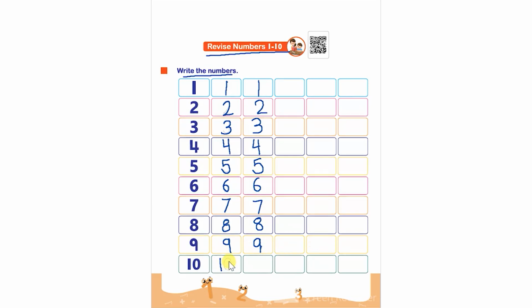After that, the last number is 10, so they have to first trace it and then they have to complete writing it in this row.